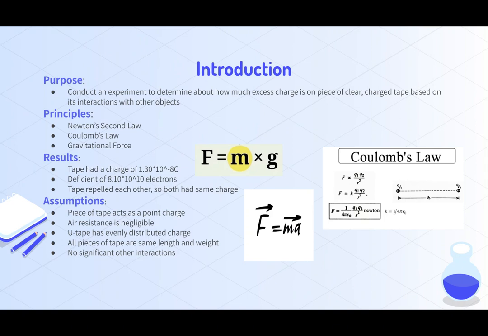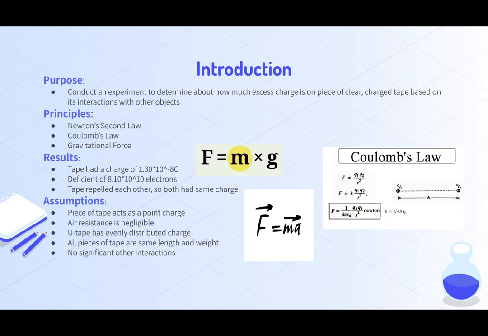First, Newton's second law was used to determine that the net force on the tape was zero due to the fact that there was zero acceleration. Coulomb's law was used to determine the electric force on the tape, and the gravitational force equation was used to determine the gravitational force on the tape.